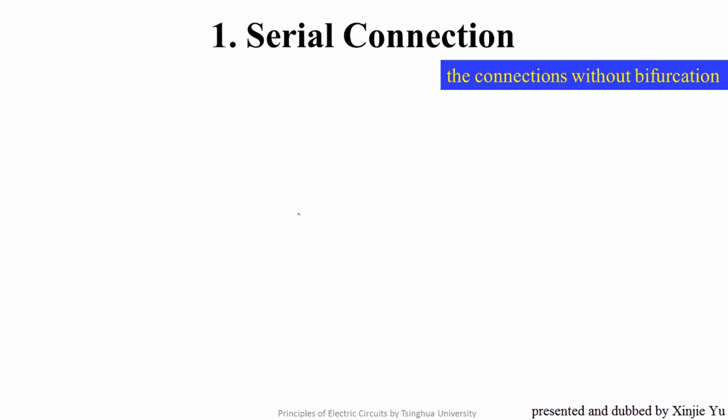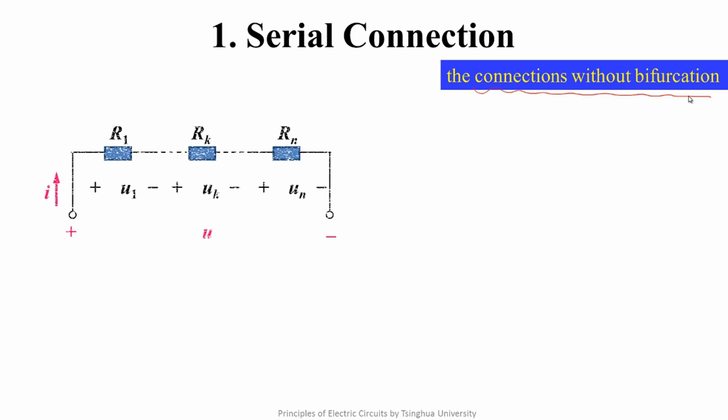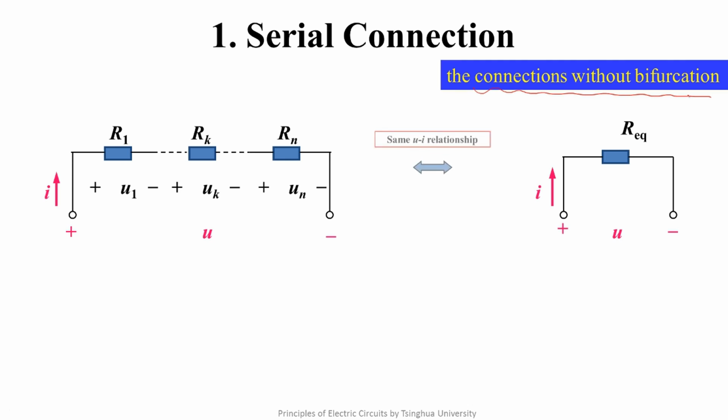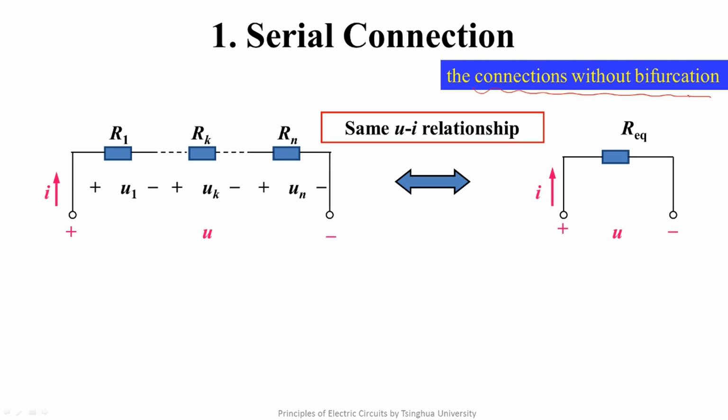Okay, next we will discuss a serial connection of the resistors. Serial connection refers to the connections between components without bifurcation. For instance, this subcircuit is composed of n resistors in series. If we want to transform it into a resistor equivalently, these two subcircuits need to have the same UI form and parameters.